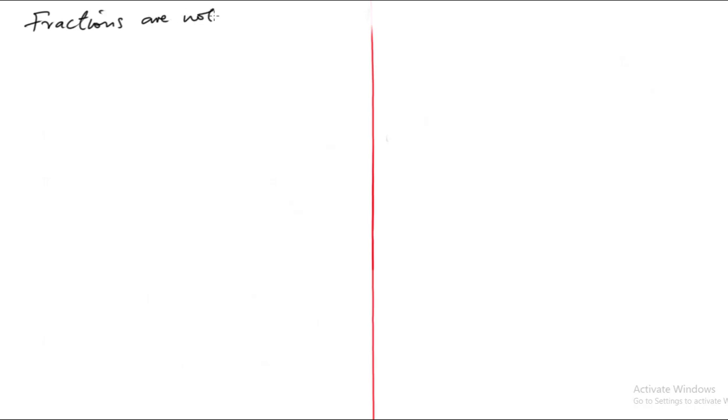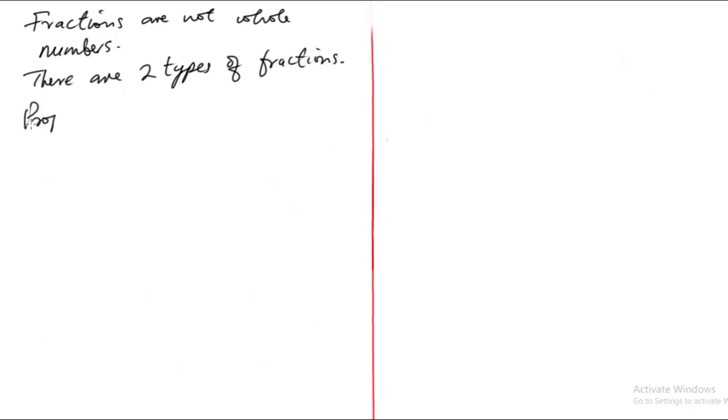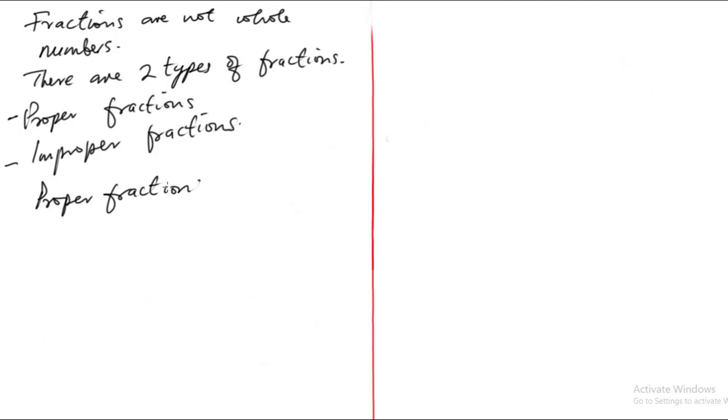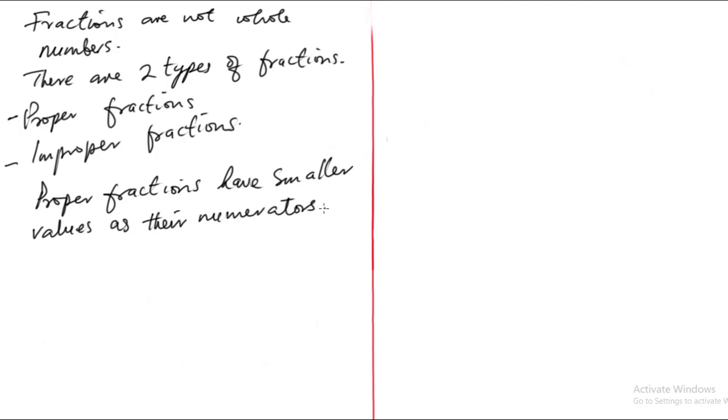Fractions are not whole numbers. We have two types of fractions: the proper fractions and the improper fractions. So what is a proper fraction? A proper fraction is a fraction whose numerator is smaller in value than the denominator. Like you see here, it has smaller values as numerators than their denominators.